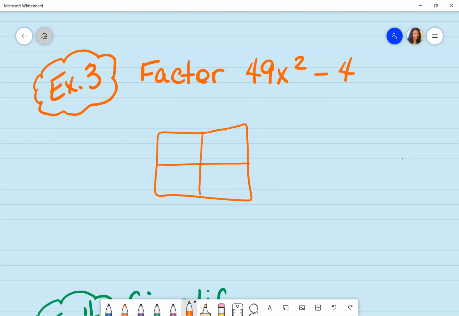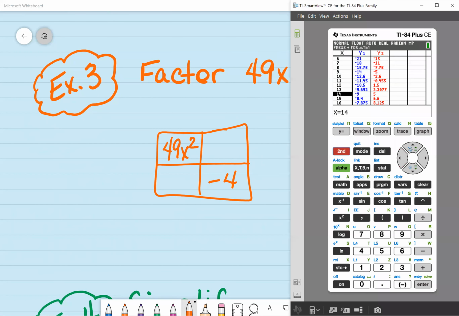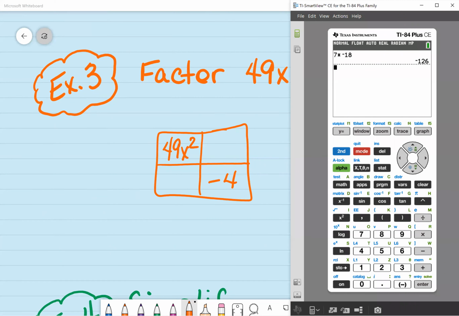And then I have my A and I have a C. I'm missing a B, which just means it's 0. So what I'm going to do is put 49x squared and -4. In my calculator, I'm going to multiply, go back to second quit so that you can get back to this screen, 49 times -4. That gives me -196.